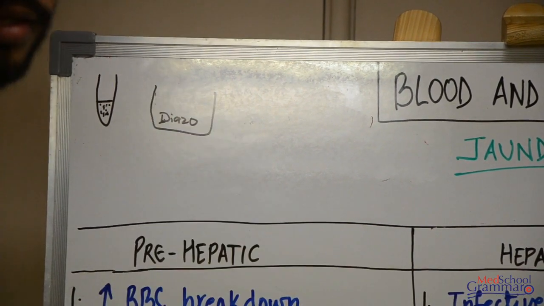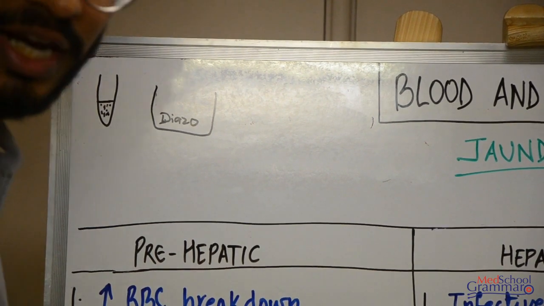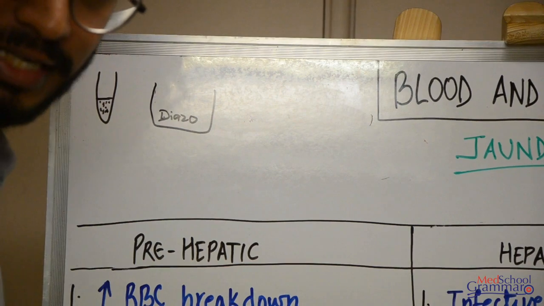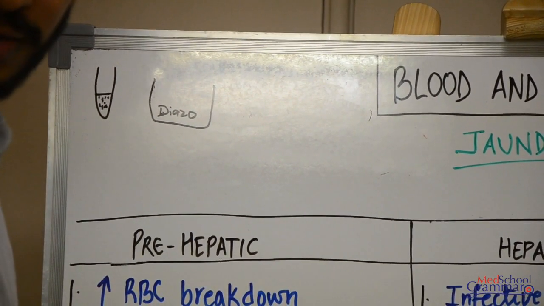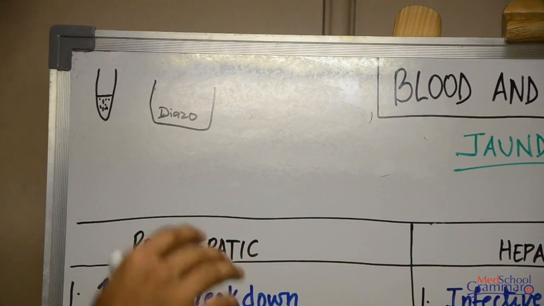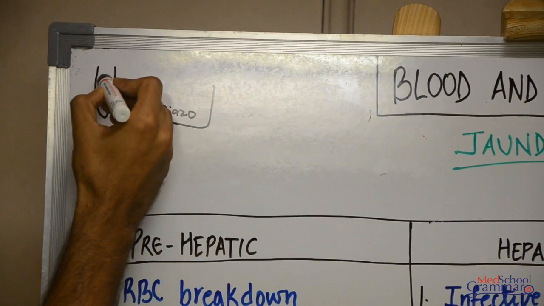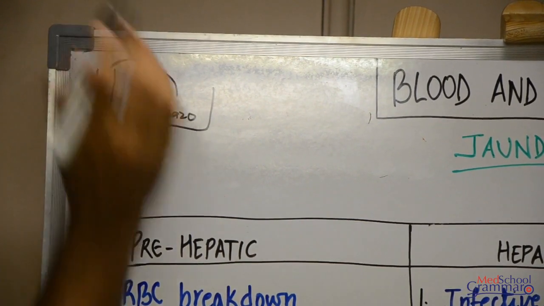Diazo reagent consists of sulfanilic acid in concentrated hydrochloric acid. Concentrated HCl plus sulfanilic acid is called diazo reagent. It also has sodium nitrite in it. So that is the composition. Not really required, but if you remember it, well and good. So what we do is we put the diazo reagent into the serum.